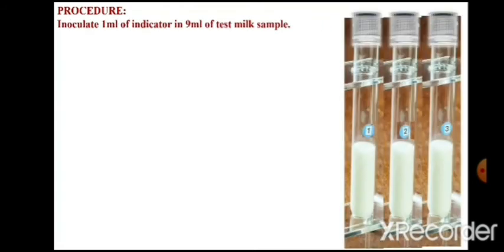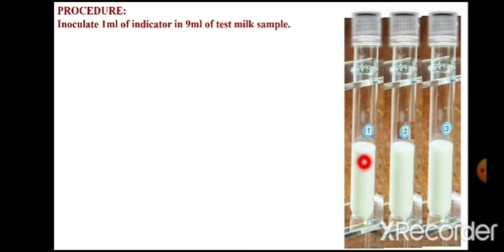Then the procedure. Very simple. We need to have 3 sterile screw cap tubes, in which there is addition of 9 ml of milk samples. As you see here, these are the 3 tubes. The first tube is negative control, second tube is test, and third tube is positive control. All according to their labels.